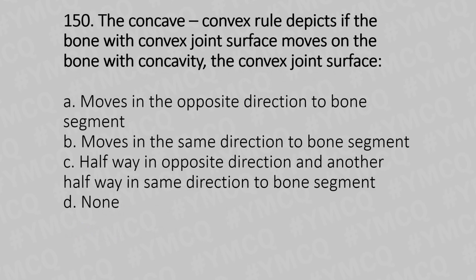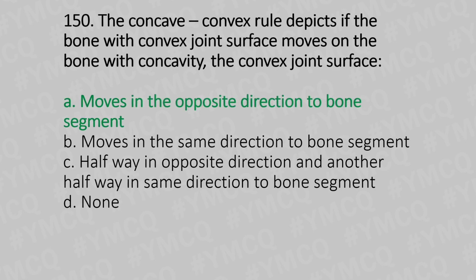Now let's move to question number 150. The concave-convex rule depicts that if the bone with convex surface moves on the bone with concavity, the convex joint surface: option A, moves in the opposite direction to the bone segment; option B, moves in the same direction to the bone segment; option C, halfway in the opposite direction and another halfway in the same direction to the bone segment; option D, none. And the answer is option A, moves in the opposite direction to the bone segment.